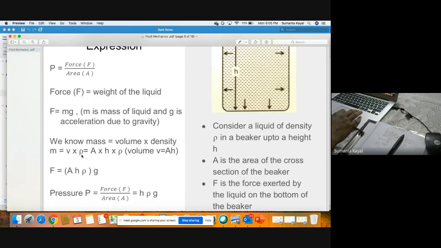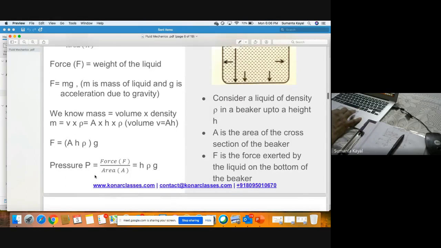So mass is volume into density, and volume means area into height. We all know that if you take a cylinder, or any cube or cuboid, it goes with area into height, and density goes with that mass. So this is the mass. Now if you put the value of m here, it comes to A h rho into g. G is constant at that place. Now pressure is force by area, we have seen that also. Now this area and area cancel, and if we do this mathematics, it comes to h rho g.